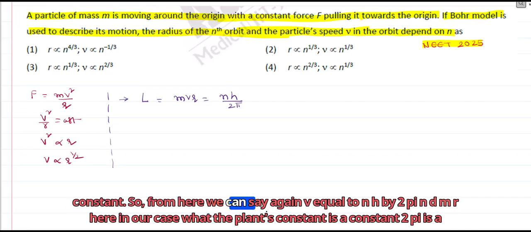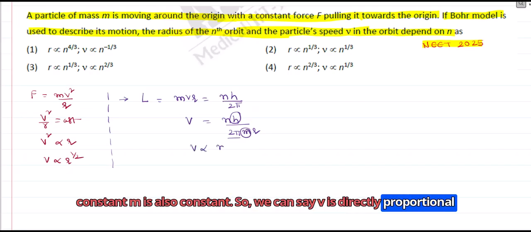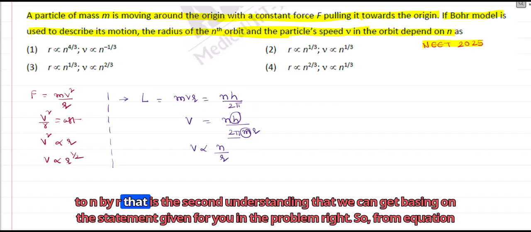So from here we can say v equals nh by 2 pi mr. Here in our case, Planck's constant is a constant, 2 pi is a constant, m is also constant. So we can say v is directly proportional to n by r. That's the second understanding that we can get based on the statement given in the problem.